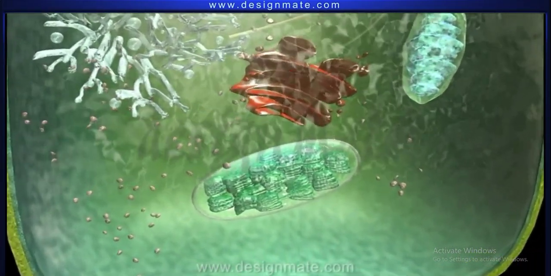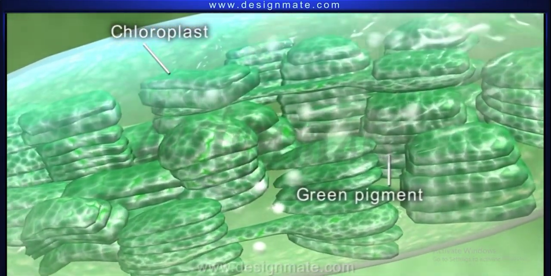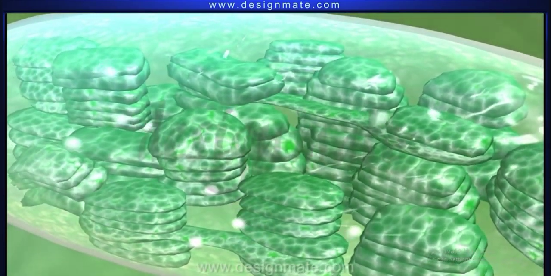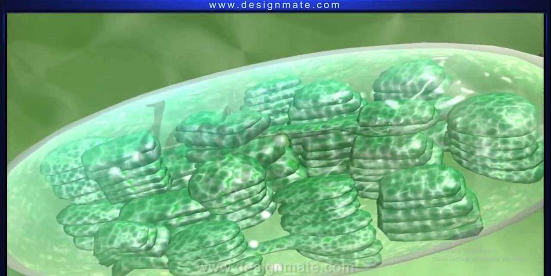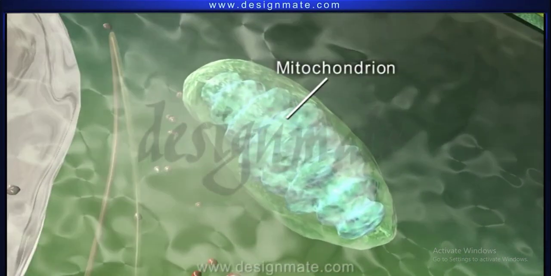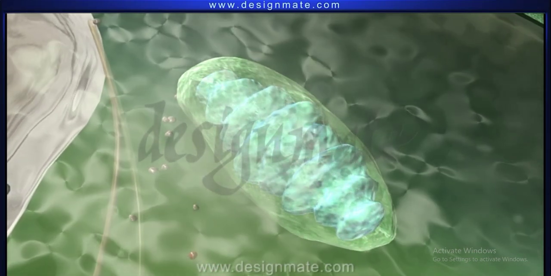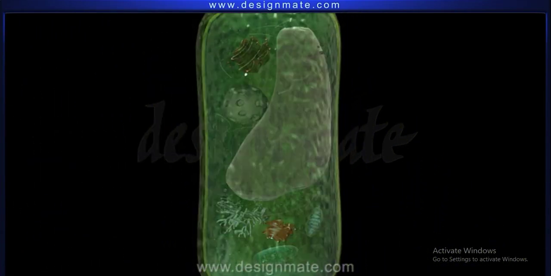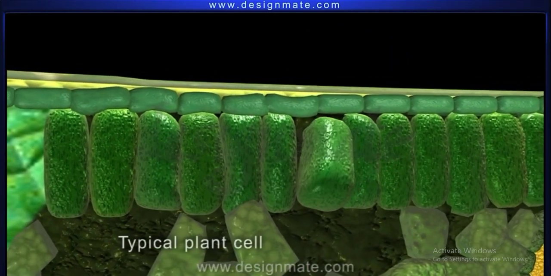Cytoplasm also contains chloroplast, which has the green pigment chlorophyll, which helps in photosynthesis. The chloroplast often contains starch grains as one of the products of photosynthesis. Scattered in the cytoplasm, we also find a number of mitochondria, which are also called the powerhouse of a cell. This is a picture of the overall structure of a typical plant cell.